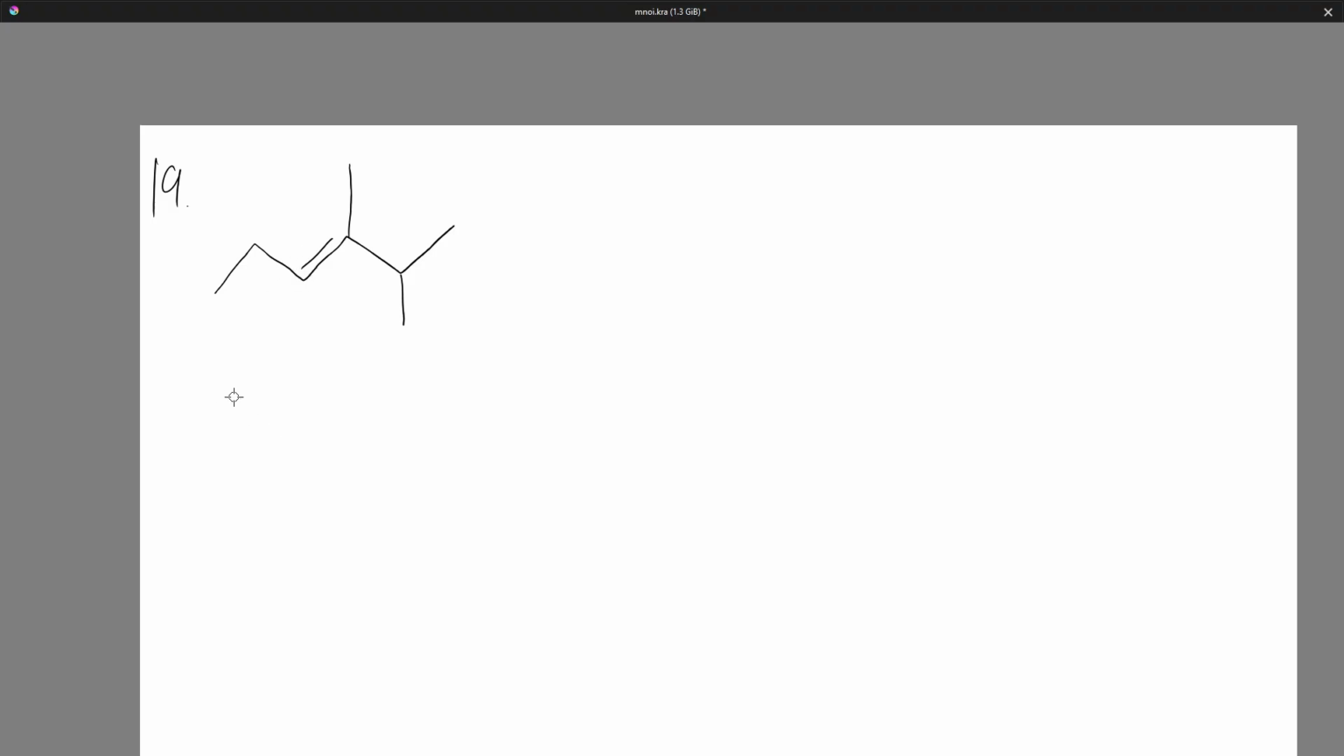If you're confused, let me show you how I got this. So I'll write out the structure as a Lewis dot structure. So CH2, CH, and there's a C right here with right there.